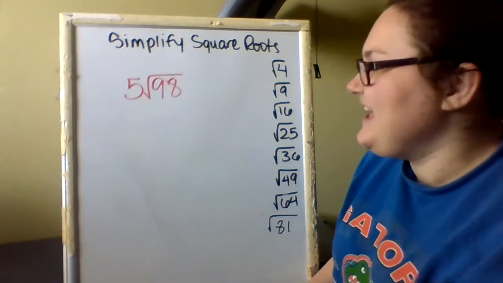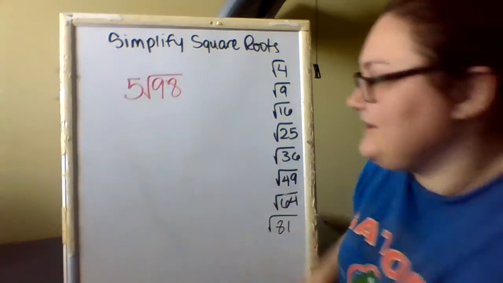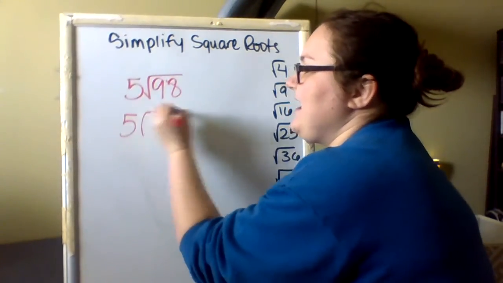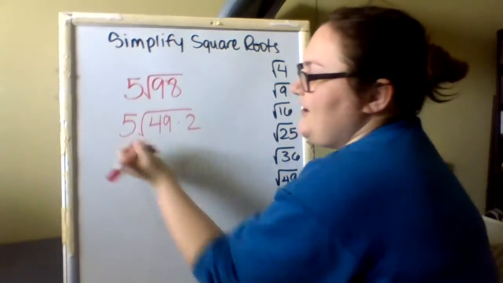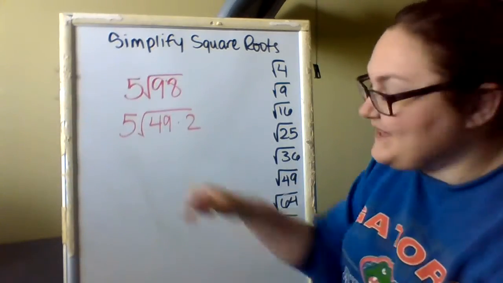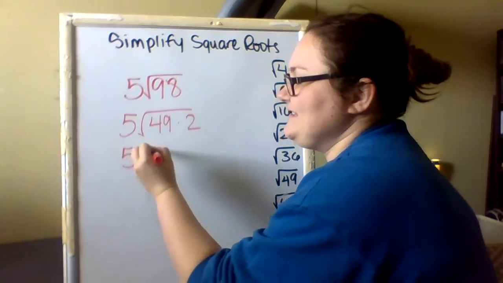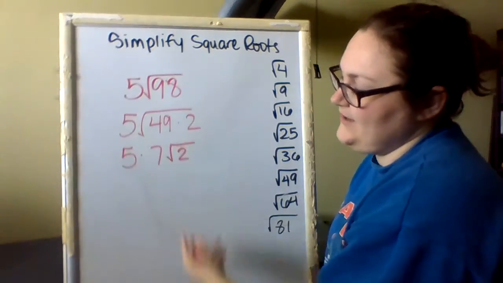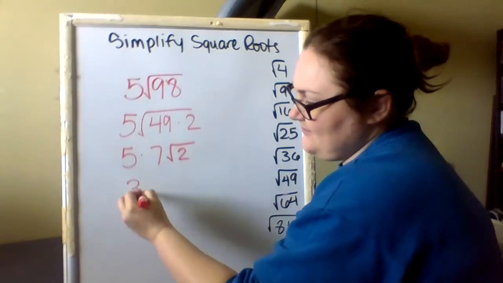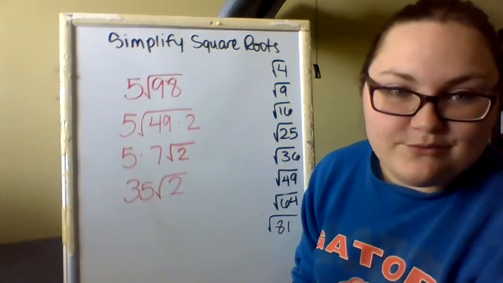And you're back. I'm going to use this method for this one. I know 98 is the same thing as 49 times 2. I've chosen that one because we can square root 49. We could say the square root of 49 is 7. We cannot square root 2 though, so that would stay inside the square root. We end up getting 5 times 7, which is 35. So our final answer would be 35 square root of 2.